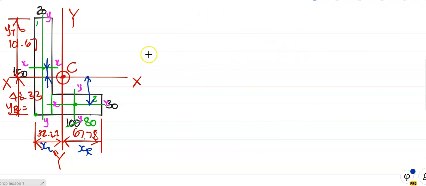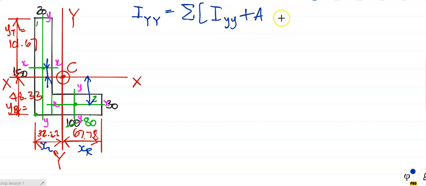Right, IYY, the formula is very similar. IYY, notice capital Y, is equal to the sum of the second moment of area, small y, same thing, plus A times H squared. We're using the parallel axis theorem to determine the second moment of area about the y axis. That big Y is that Y there, and that little y is that one there. Get it right. Same thing, but we're going to work about the y axis.